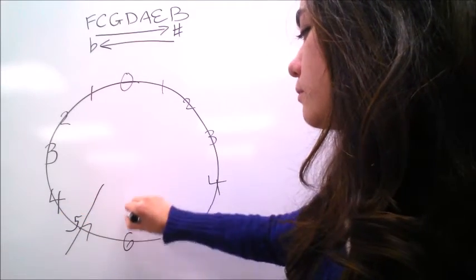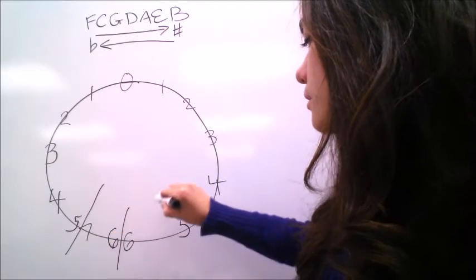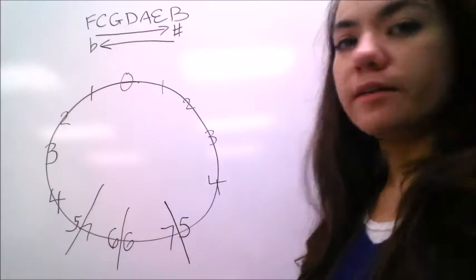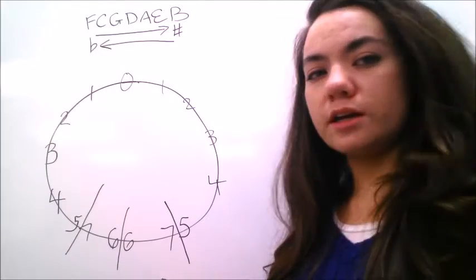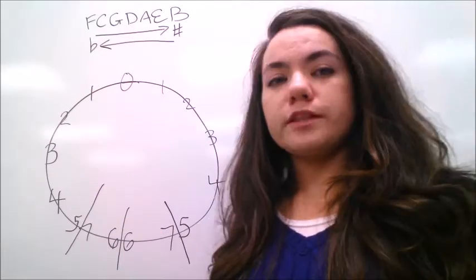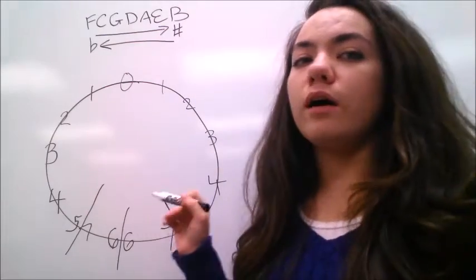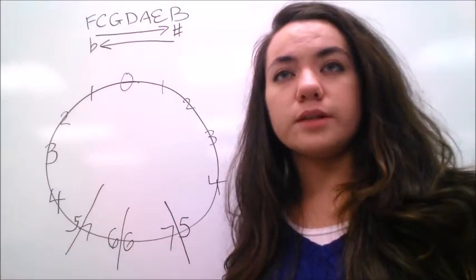5, 6, 7. Notice that there are 3 stations that overlap. That's because there are only 12 notes that can be used as tonal centers.